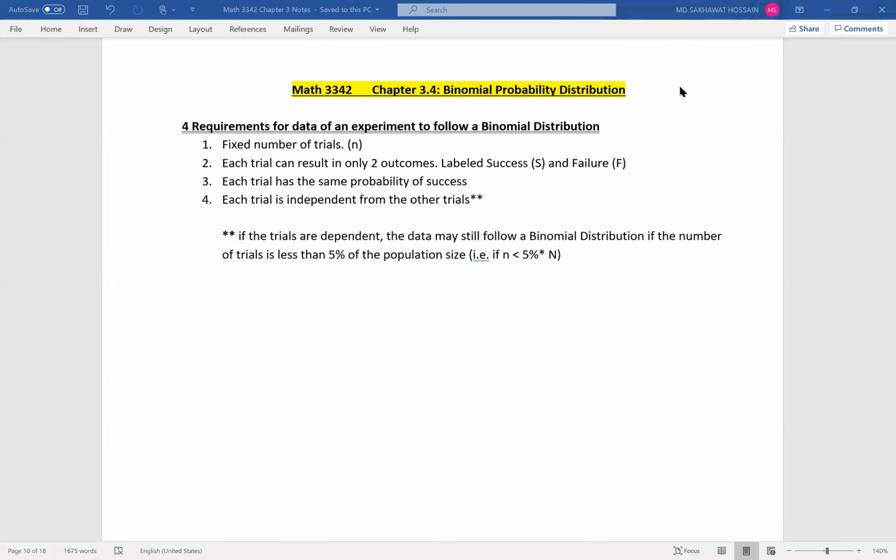So for binomial distribution, the experiment should have a fixed number of trials. For example, if we toss a coin 10 times, that means there are 10 trials. We'll consider each flip as a trial. Number two is each trial can result in only two outcomes. So we'll have only two outcomes in each trial.